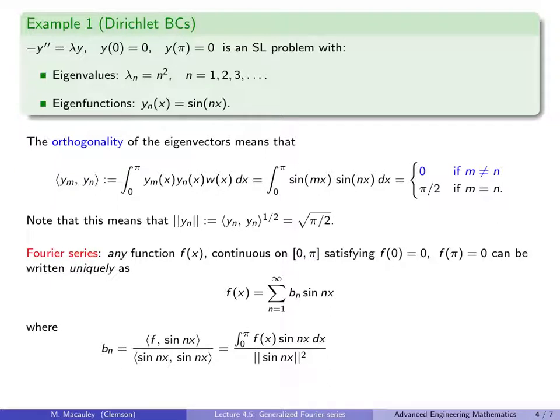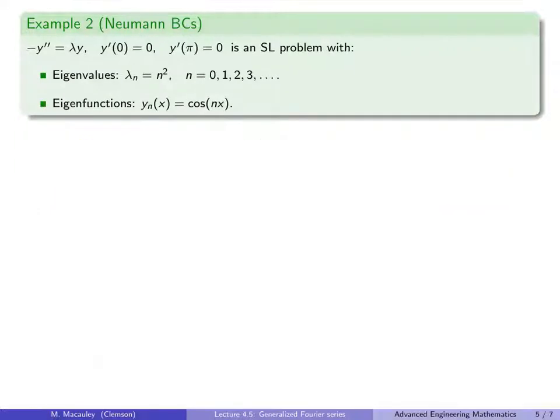So Bn is just the integral from 0 to pi of f of x sine of nx dx divided by the norm squared of this function, which is just equal to that. And that's pi over 2. So if we divide by that, we get 2 over pi times the integral from 0 to pi of f of x sine of nx dx. And that looks like a Fourier sine series, and that's exactly what it is.